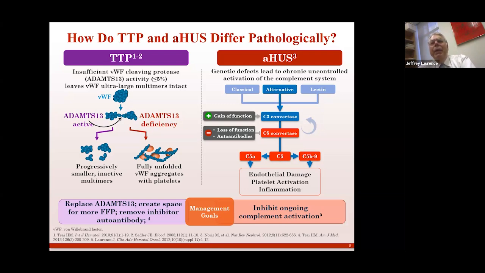What about atypical HUS? Well, in atypical HUS, you need to inhibit that ongoing complement activation. So while you're working on whatever the inciting episode was, treating the HIV, treating the COVID, treating the lupus, etc., you want to stop that process from happening, and there are only 2 FDA-approved drugs to do that. Both of them are monoclonal antibodies against C5. One of them is known as eculizumab, Soliris. The other, a longer-acting form of eculizumab, is ravulizumab, also known as Ultomiris.